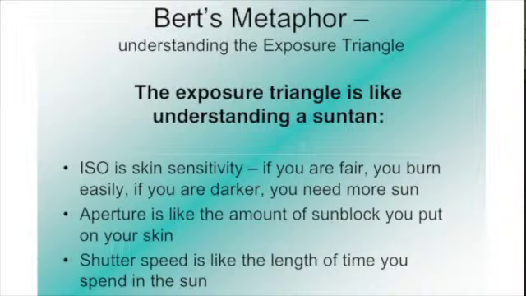My metaphor, understanding this, it is like understanding a good suntan. ISO is the skin sensitivity. If you're fair, like Jenny, you burn easily, so you can't stay in the light for a long time. Aperture is like the amount of sunblock. The more you put on, the less sun will hit you. Well, it'll hit you, but it won't have such a big impact. And the shutter speed is how long do you go and lie on the beach. Clearly, the longer you stay on the beach, the worse it gets.